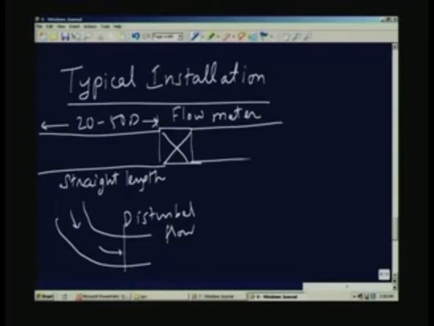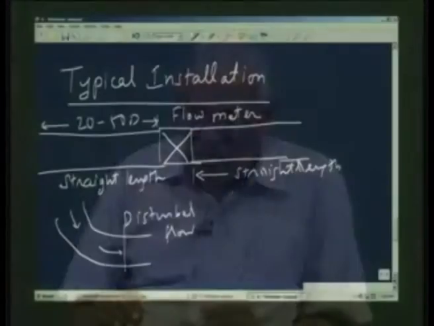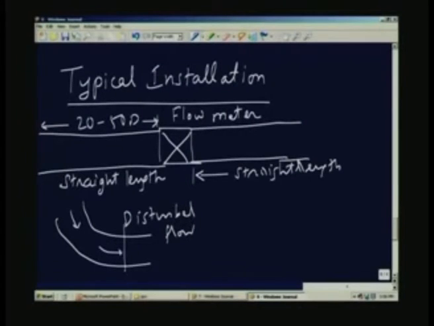Similarly, we require a certain straight length of tube downstream of the meter. If we do not want to have any effect of the downstream and the upstream, we need some straight lengths both before and after the flow meter. The flow meter itself is now either one of the three we have. It may be an orifice plate, which of course will be smallest in terms of the length. The nozzle will be slightly longer, and eventually of course it will be a very long installation. The length of the venturi is the longest of the three.